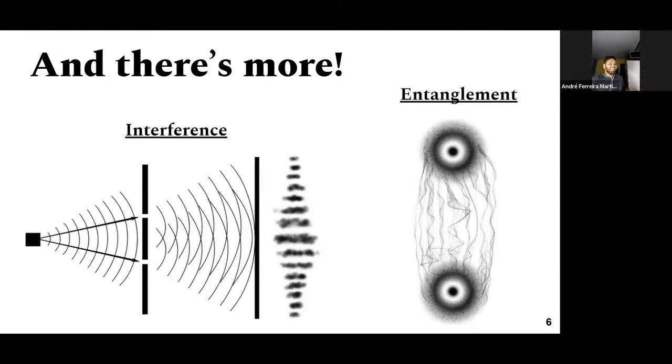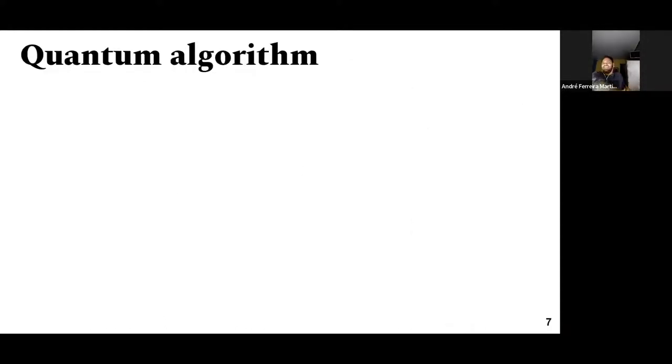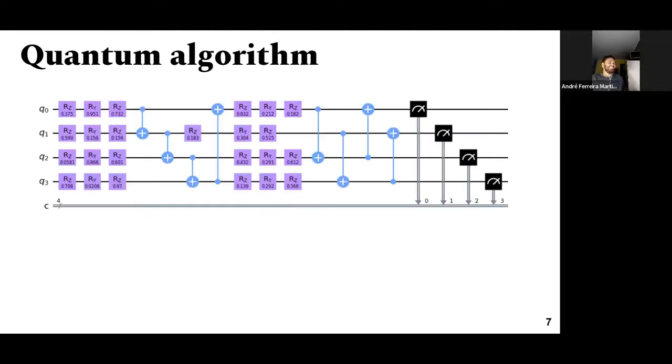okay? And with these resources explored, we can introduce the so-called quantum algorithms. Which, well, now maybe will be the first time for some of you in which you will see a quantum algorithm. And that's it. That's a possible representation for a quantum algorithm. Here in the horizontal lines, we have our qubits, our fundamental units of quantum information.